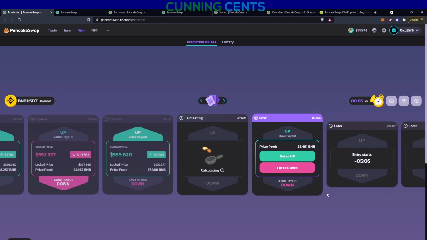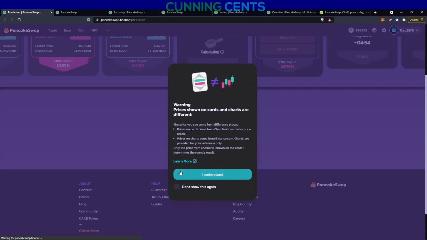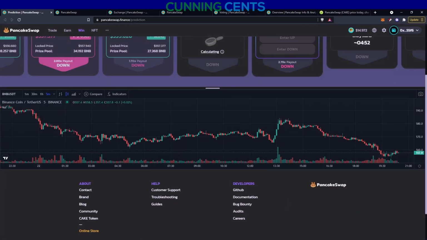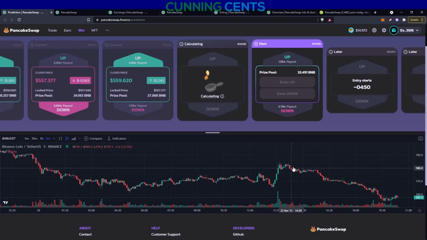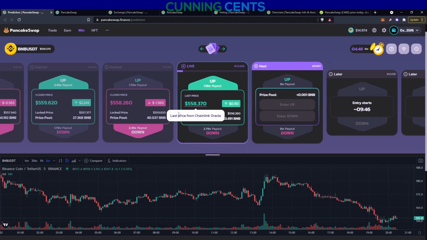I bet the minimum. I think I bet 0.01 or 0.1 BNB. And you're just betting against the chart. That's it. Which way the candle's going to go, down or up. And your prize is based upon the payouts based upon the amount of people betting the other direction, because you're taking their money.